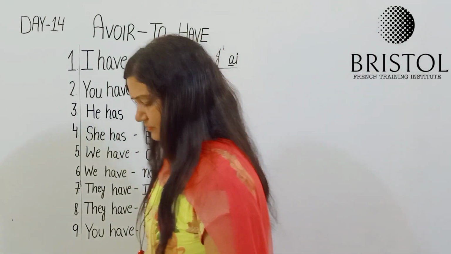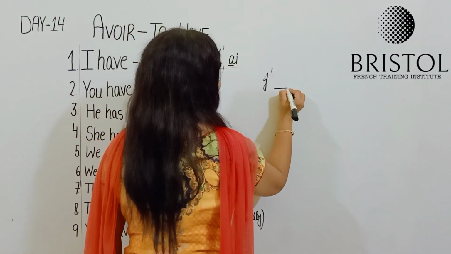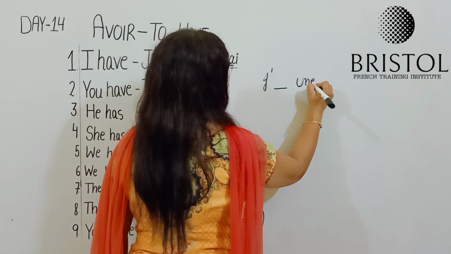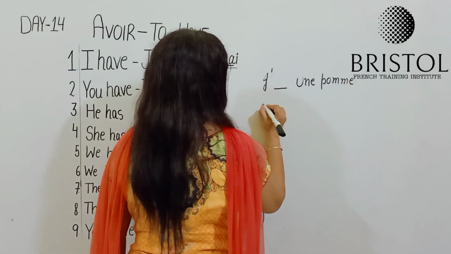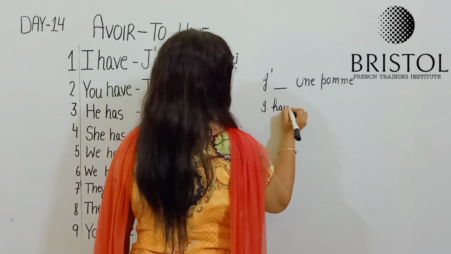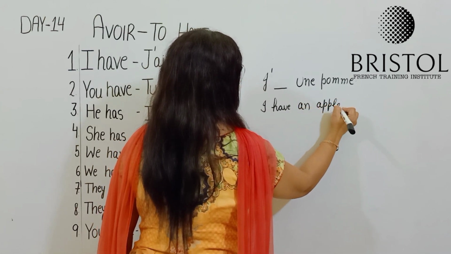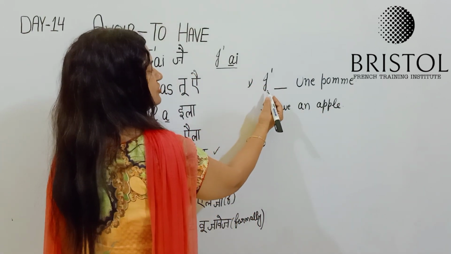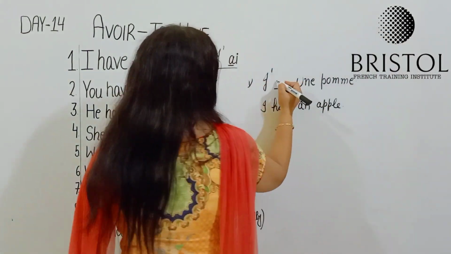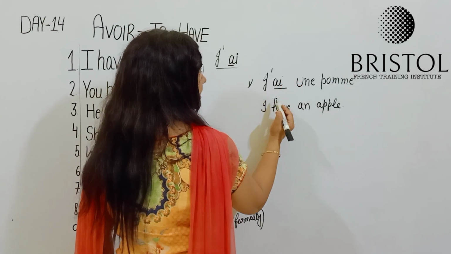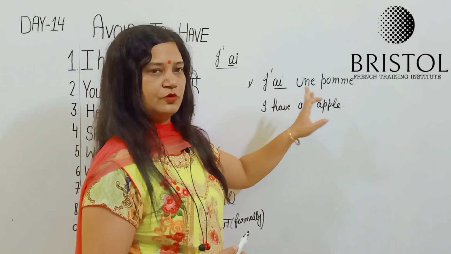Now let's have some examples. I have an apple. I means je, have means ai. Here I fill it with an apostrophe. And an apple is une pomme. J'ai une pomme.